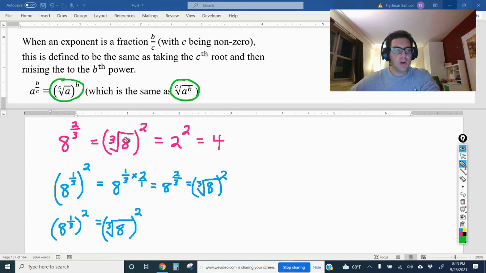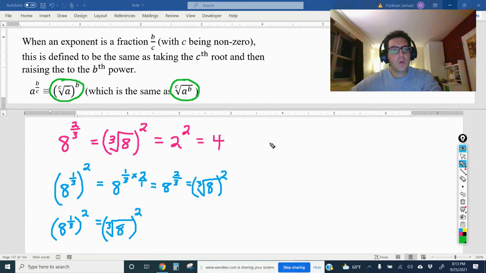So over here, we did that this way, where we had 8, we took the third root of 8 and then raised that to the second power. The third root of 8 is 2. 2 to the second power is 4. Let's do it the other way.